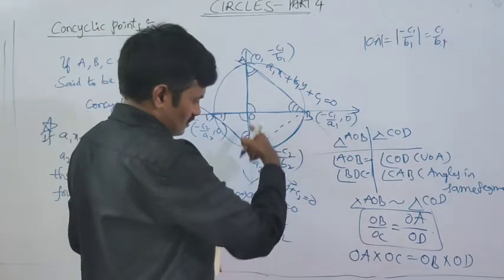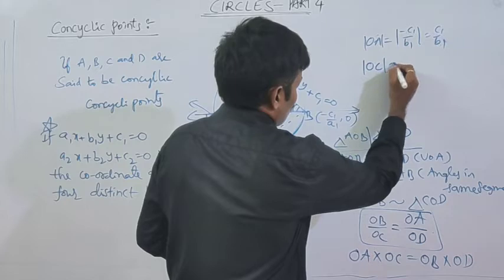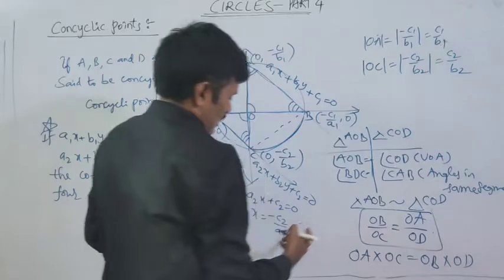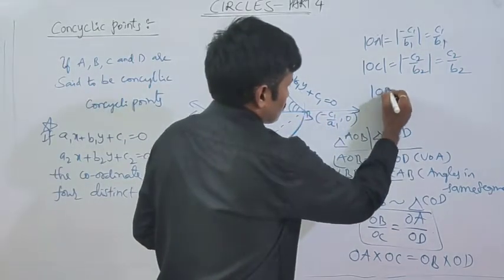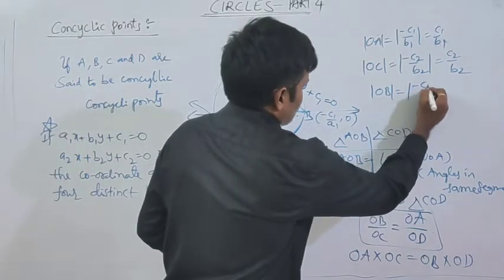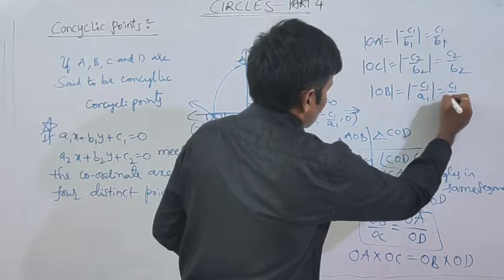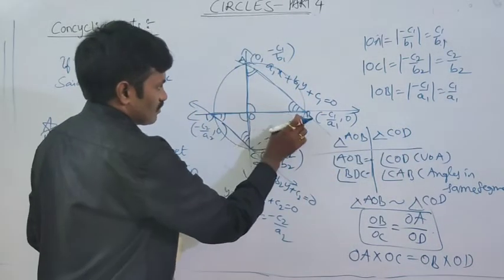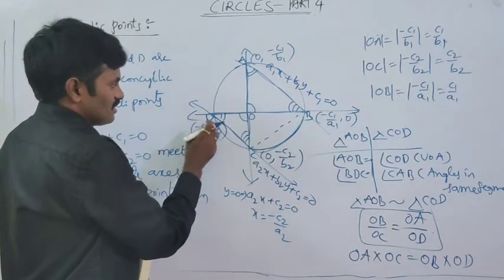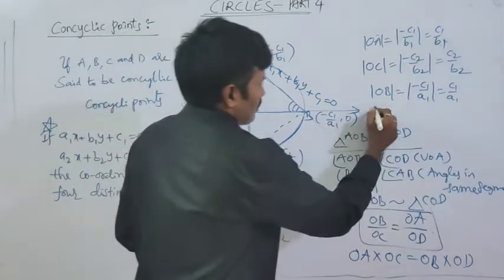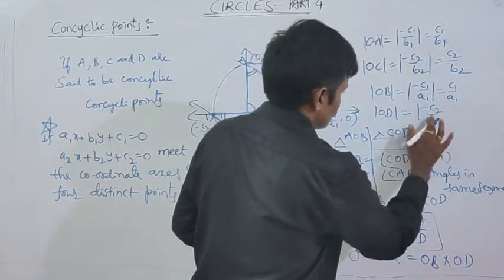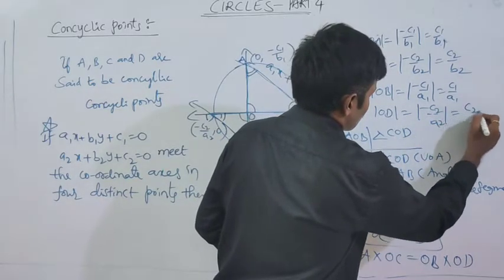Similarly, OC is equal to modulus of c2 by b2, that is equal to c2 by b2. And OB is equal to modulus of c1 by a1, which is equal to c1 by a1. See, OB, the distance from origin to the point B, is nothing but the x coordinate. OD is here also the x coordinate, that is modulus of c2 by a2, which is equal to c2 by a2.